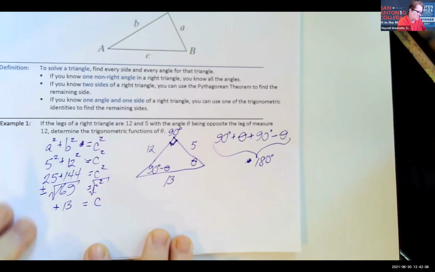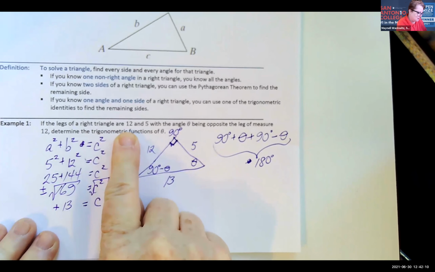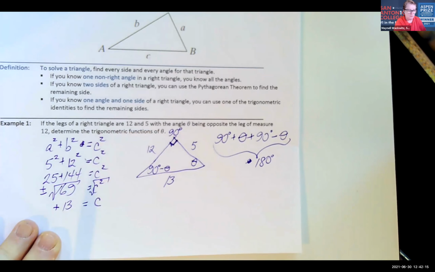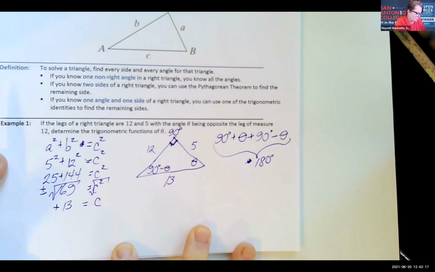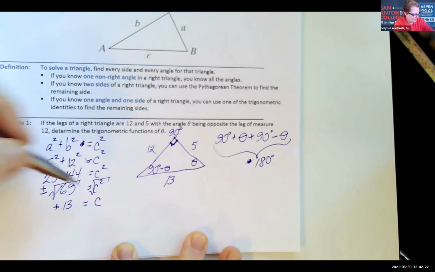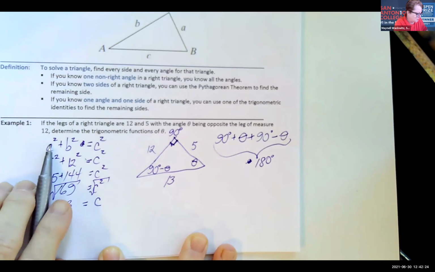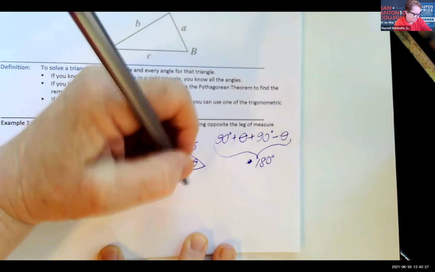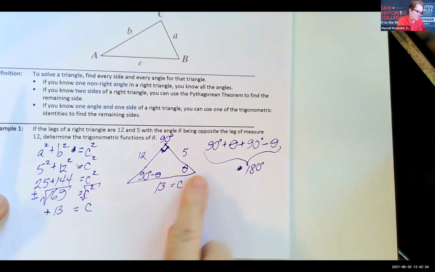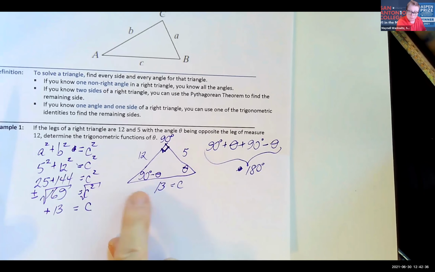And we started with an example where we have legs of measure 12 and 5, and we want to find everything else about that triangle. Well, we know that a squared plus b squared is c squared, and therefore c is going to be 13. We also know if one of the non-right angles is theta, the other non-right angle will be 90 degrees minus theta.